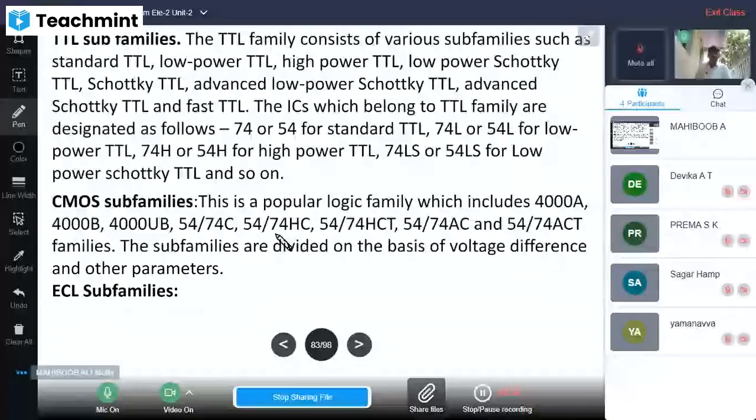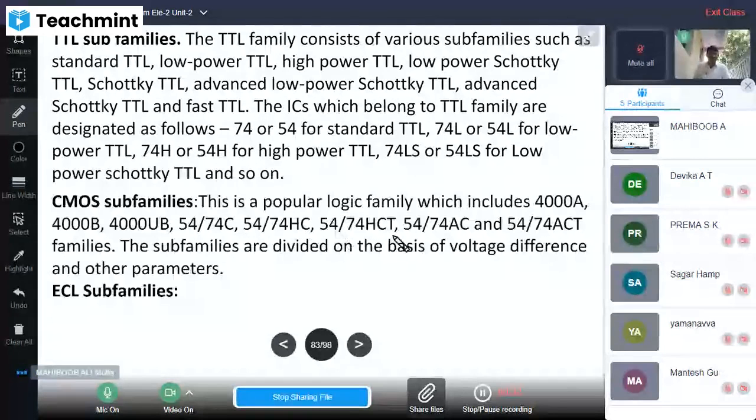Then in the advanced series, the A notation is used. Accordingly, 74H and 54H are high power, and 74LS and 54LS are low power Schottky TTL, and so on. Then the CMOS families. CMOS families include 4000A, 4000B, 4000UB, 54 or 74C, C for CMOS, and 54 or 74HC. HC includes high power CMOS.